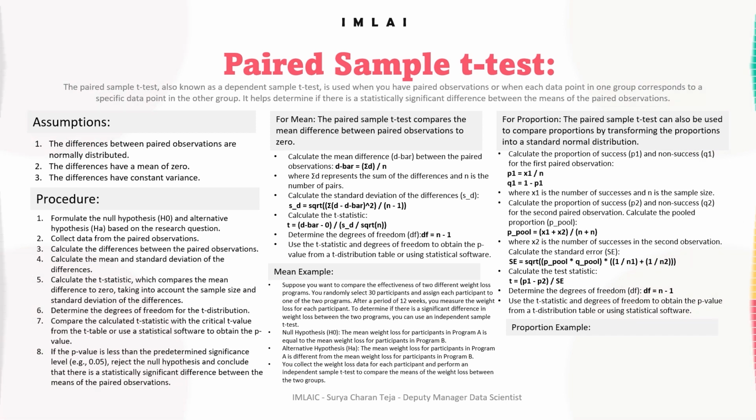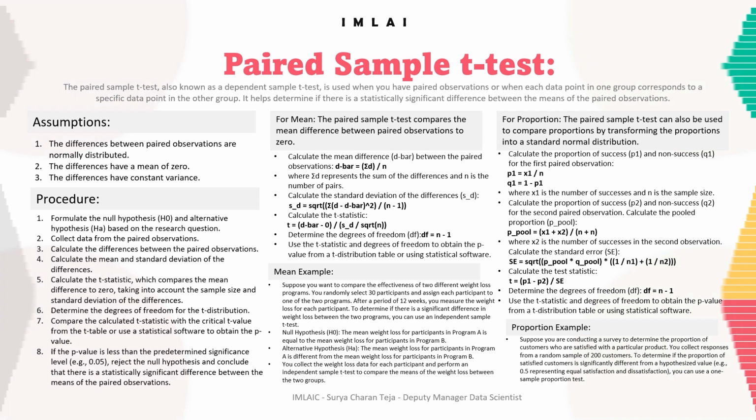So a small example, a proportion example. Suppose you are conducting a survey to determine the proportion of customers who are satisfied with a particular product. You collect responses from a random sample of 200 customers to determine if the proportion of satisfied customers is significantly different from a hypothesized value. Example is 0.5 representing equal satisfaction and dissatisfaction. So for that we can use a one sample proportion test.